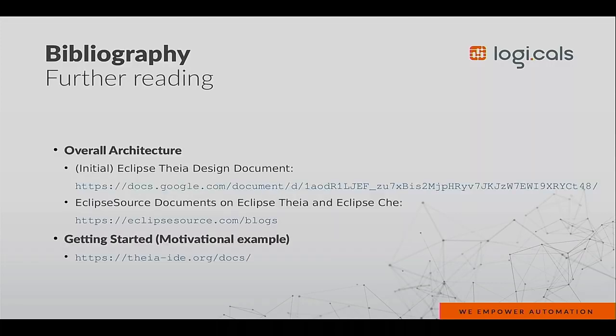So further reading, what can I recommend you to get started with, in case you're at that step? There is an initial Eclipse Theia design document. It has quite an age. I think it's 2 or 3 years old, but still it gives a very brief idea of how things are thought to be, or their high-level architecture at least. Then I can really recommend the blog of EclipseSource, because they have quite some articles which explain the concepts of Eclipse Theia. So, for example, the distinction between Theia extensions and Theia plugins, and the terminology in overall.